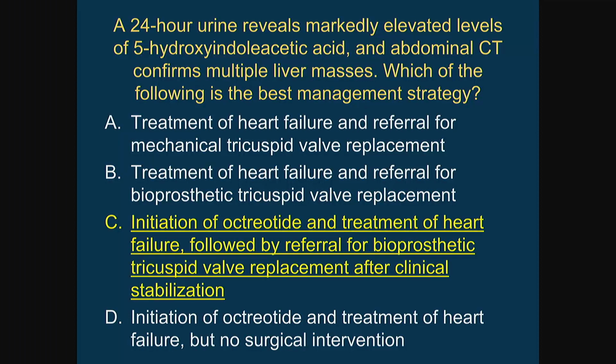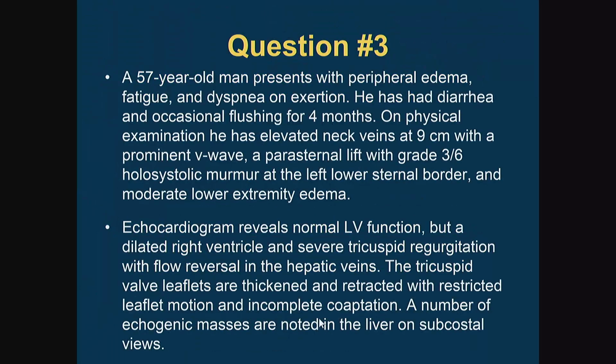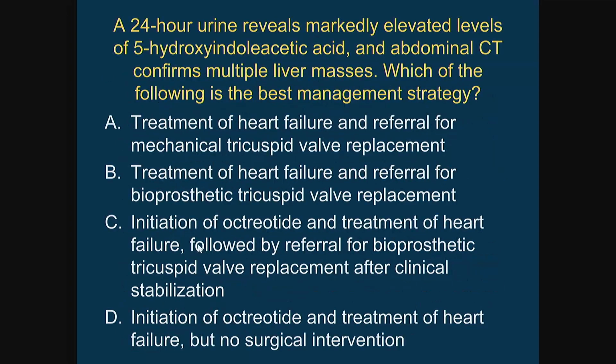The answer here is C, initiation of octreotide and treatment of heart failure followed by referral for bioprosthetic tricuspid valve replacement after clinical stabilization. As you will all have recognized, this patient is a patient with likely carcinoid syndrome and severe tricuspid valve regurgitation that is symptomatic. So this patient has features which would suggest the need to treat the carcinoid tumor to suppress the production of these serotonin metabolites, manage the heart failure, and then refer the patient for a bioprosthetic tricuspid valve replacement, which is the treatment of choice for patients with this pathology.